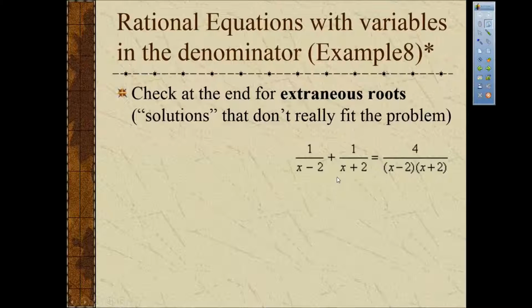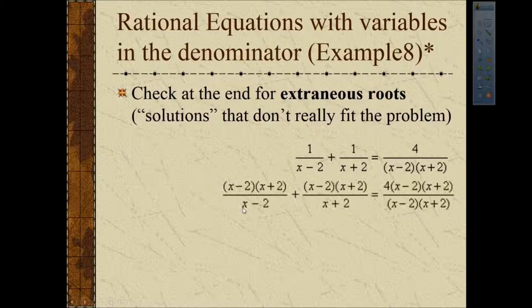This next example is yet another example with fractions. You can hopefully see here that the lowest common denominator for all three of these fractions is quantity x minus 2 times quantity x plus 2. What we're going to notice here, though, is something strange. We're going to solve this equation, but at the end, we're going to see something called an extraneous root, or a solution that really doesn't fit the problem. Let's see what happens here.